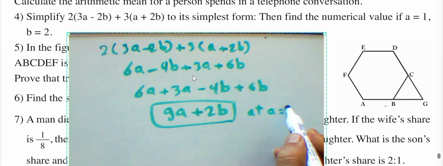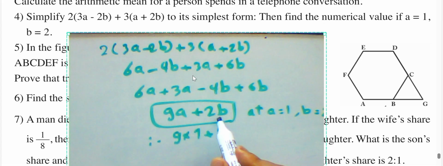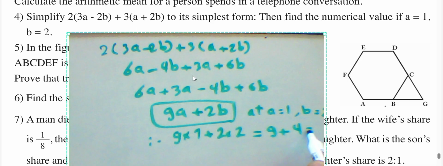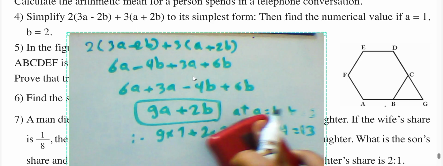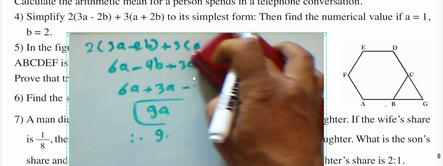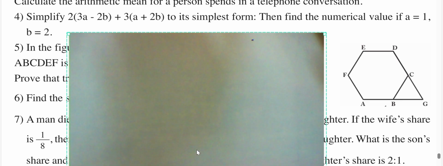At the value of a equals 1 and b equals 2, we can find the expression: 9 times 1 and 2 times the value of b. 9 times 1 is 9, 2 times 2 is 4, 9 plus 4 equals 13, and the result will be 13 in this question. Next question.